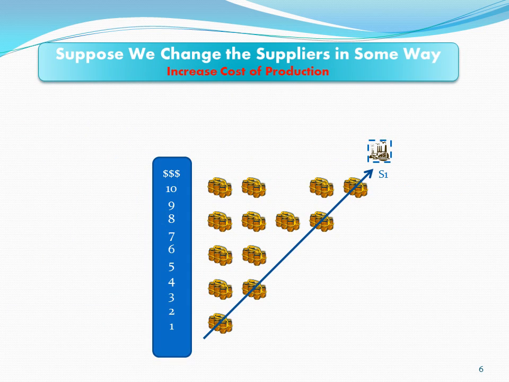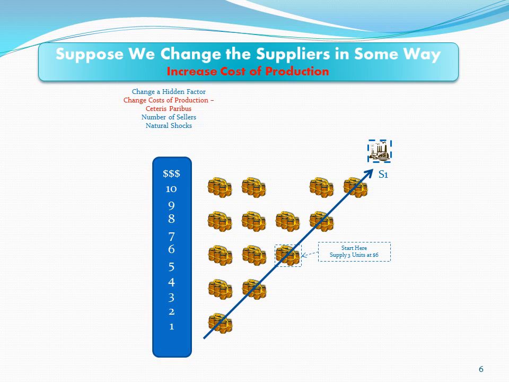So let's see what happens in our map if we change one of the hidden factors. In this particular case, we're going to increase the cost of production, ceteris paribus. So same number of firms, all other things being equal, other than raising the costs of producing. And so what would that do? Let's look at a simple example of how an increase in cost might affect supply. So let's start here with 3 units being offered at $6. So if this is a week, we produce 3 units a week at $6. The rate of flow is 3.